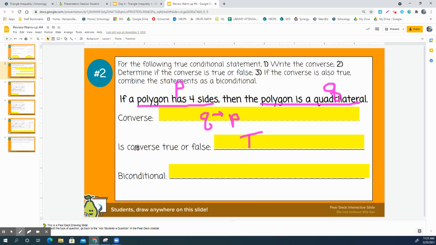When you write it as a biconditional, you've got to start it exactly the same. Just don't use the if, don't use the and. So you're going to put polygon has 4 sides, if and only if it is a quadrilateral, right? So I take that P and I write it at the beginning, and then if and only if in the middle, and then a polygon is a quadrilateral comes at the end. Okay.